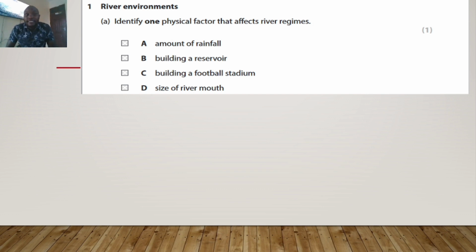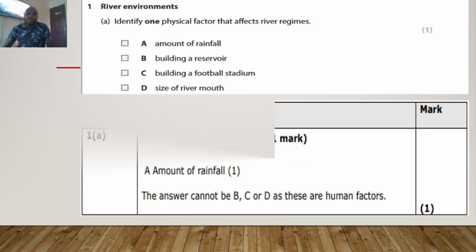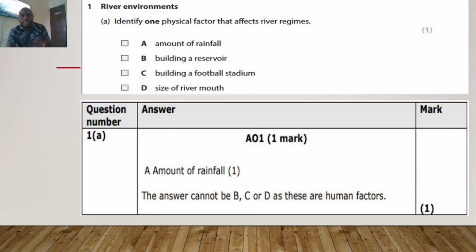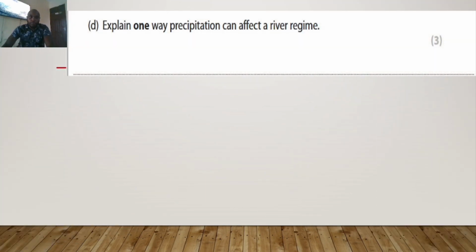But it's an answer, but it's a human factor. Building a football stadium is also a human factor. Size of river mouth, no. So the answer is amount of rainfall. The answers B and C are human factors. Understood? Then explain one way precipitation can affect river regimes.